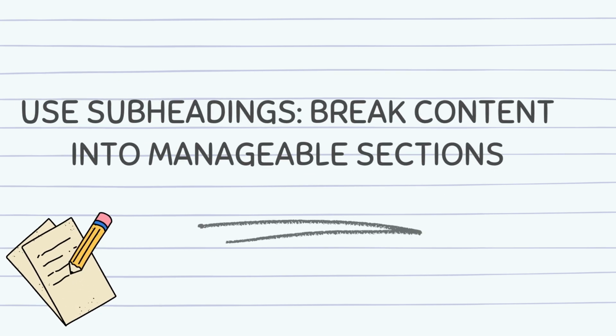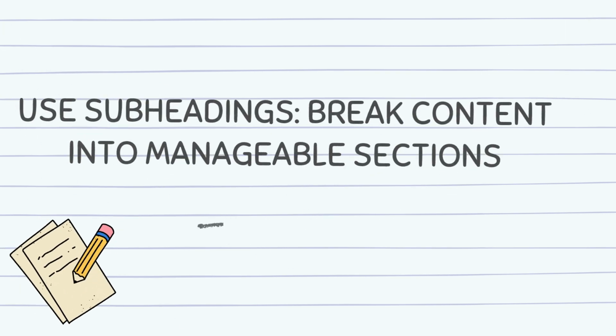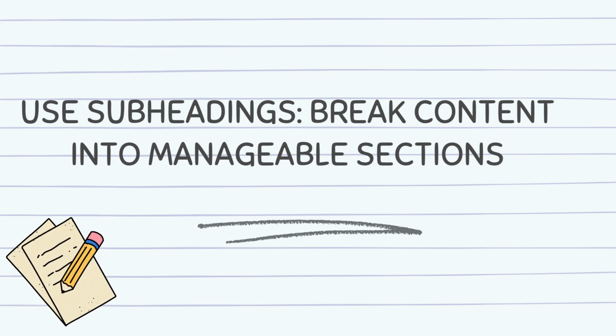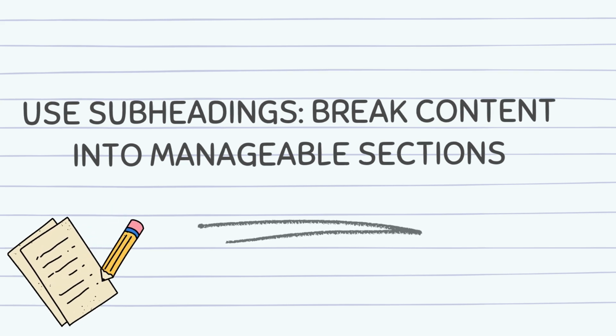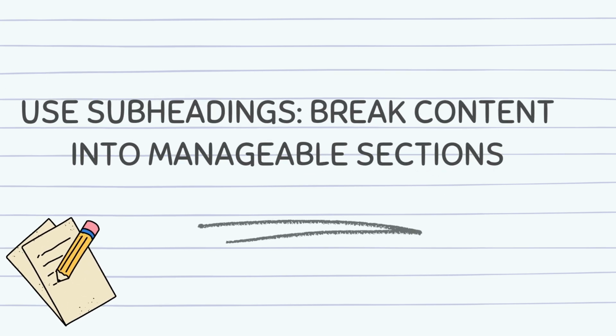B. Maintain logical progression. Subheadings should be arranged logically. For example, in a thematic structure, general concepts should precede more specific ones. Similarly, in a chronological structure, older studies should come before newer ones.